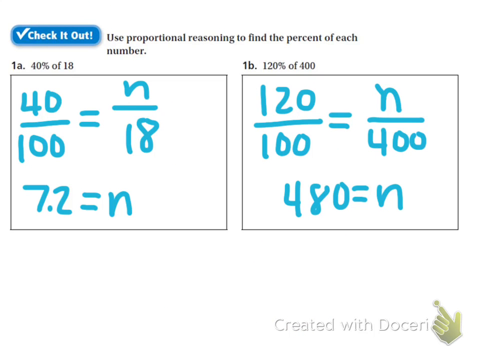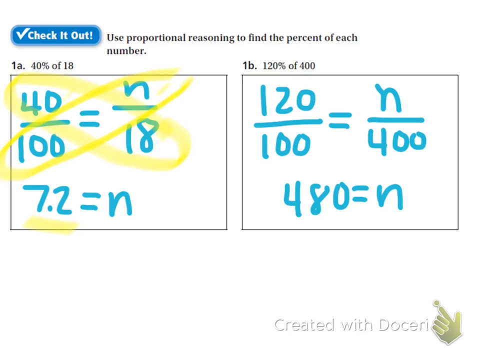Okay, let's see what you did. On the first one, we need to make sure you set it up correctly. It should be 40 over 100 equals n over 18. If you don't set it up correctly, you will not find the correct answer. We cross multiplied and divided by 100 to find that my answer was 7.2.